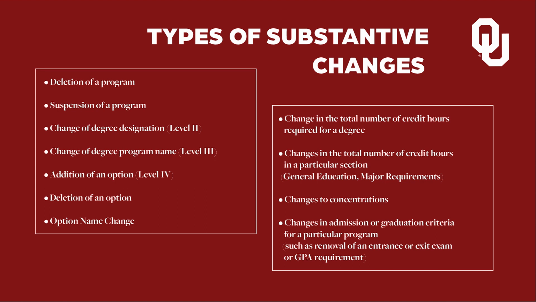And then we have deletion of an option, name change, change in the total number of credit hours required for a degree, changes in the total number of credit hours in a particular section, such as general education requirements, major requirements. Then there are changes to concentrations, changes in admission or graduation criteria for a particular program, such as the removal of an entrance or exit exam or GPA requirement.